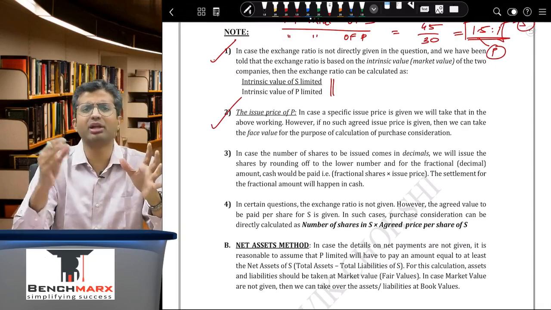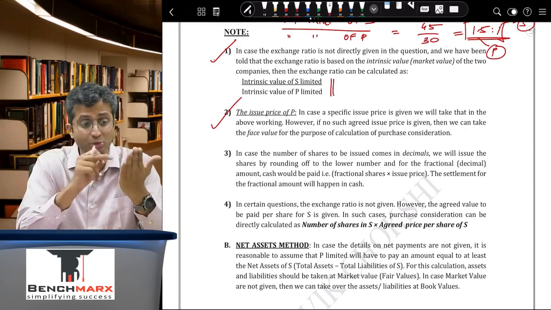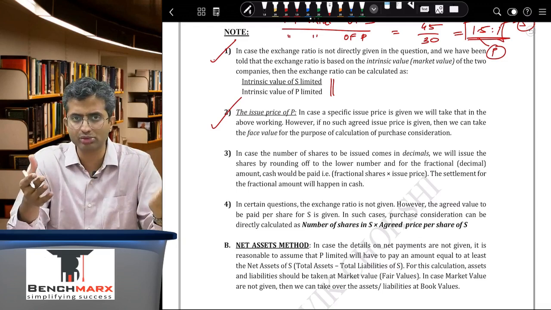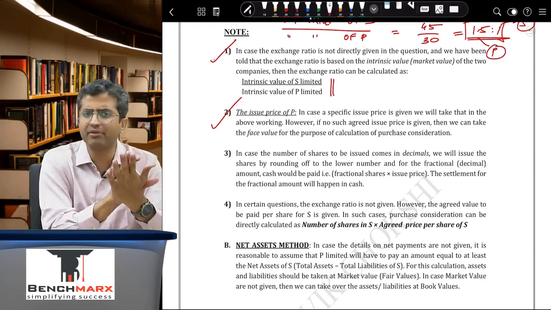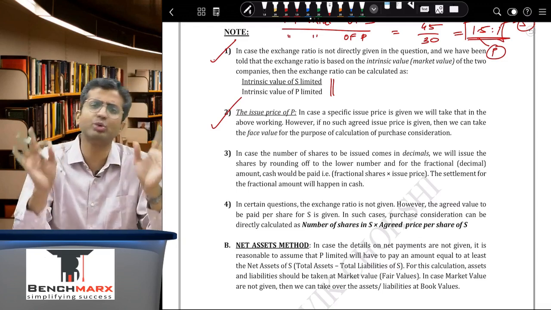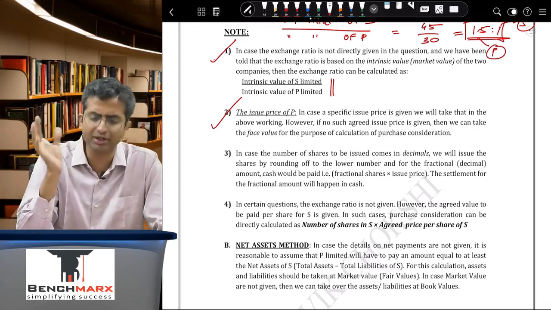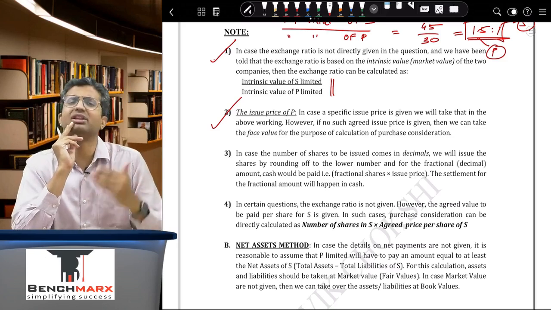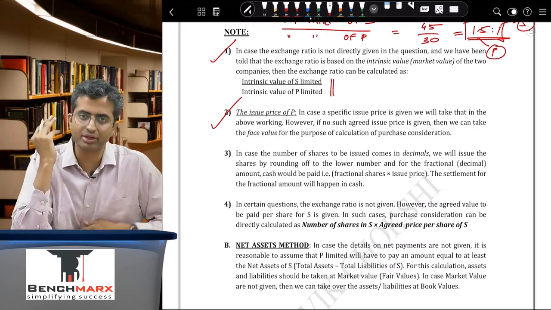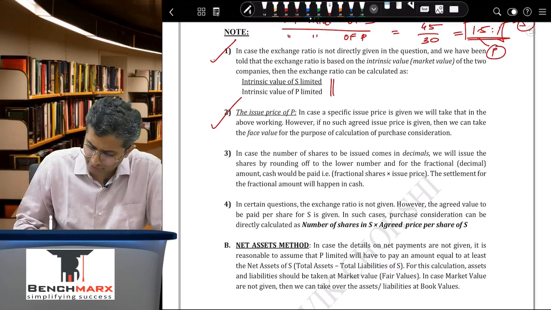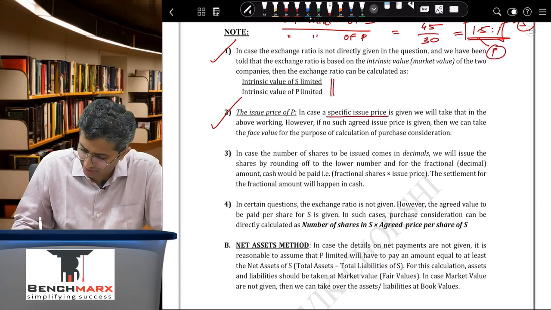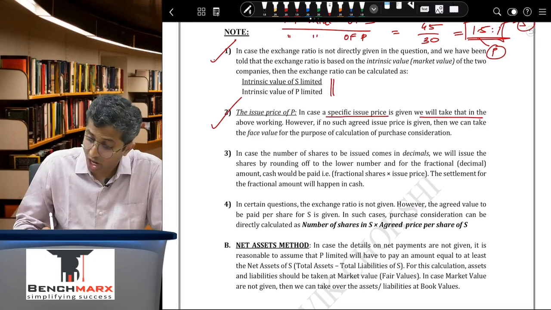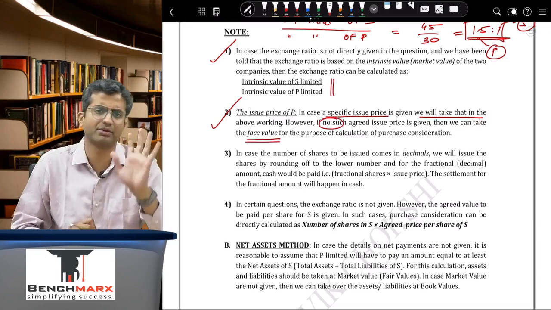We decide ultimately that 150 shares of the purchasing company are to be issued, but each share of the purchasing company is worth how much? Well, if a particular value, agreed value, intrinsic value, market price is given, you will take that. 12 rupees, so 12 rupees, 15 rupees, so 15 rupees. However, if no value is given, then you will assume that the face value is the intrinsic value. So the issue price of P, if a specific issue price is given, we will take that in the working. However, if no such issue price is given, then we can take the face value for the purpose of calculation of PC.